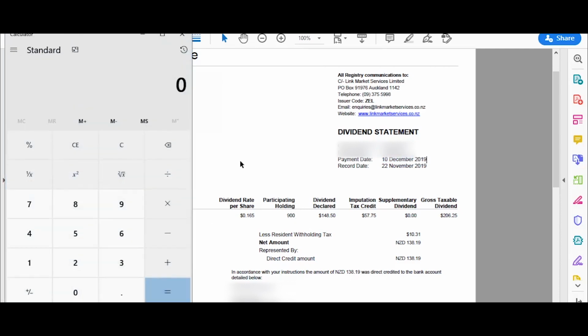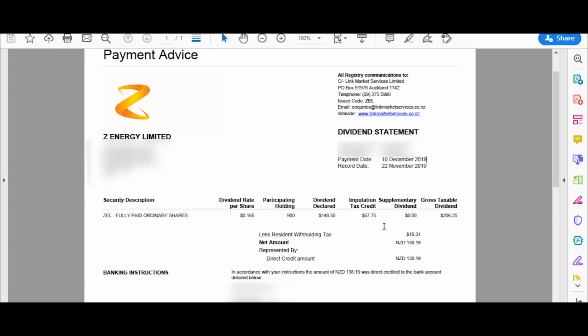Now if you want to calculate this, 0.165 times 900 shares, it should equal $148.50. Press enter. There you go, $148.50. Now this is the imputation tax credit that I was talking about, which is attached to the dividend payment. So basically this is how much the company has paid in tax and is attached to your dividend payment. You will need this when you're applying for a tax rebate.